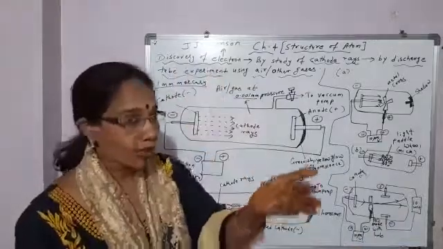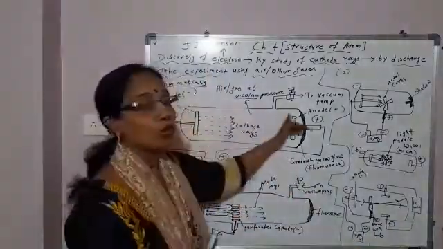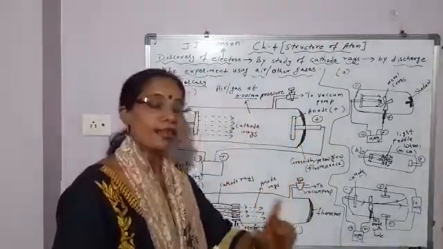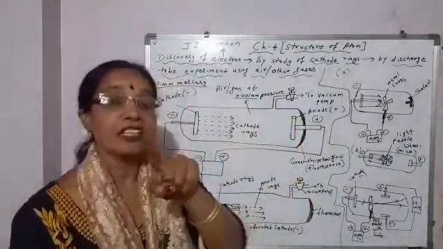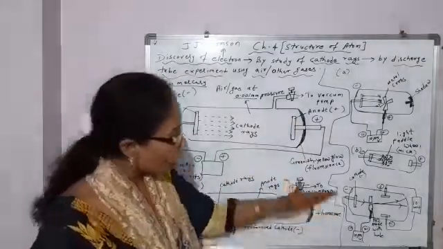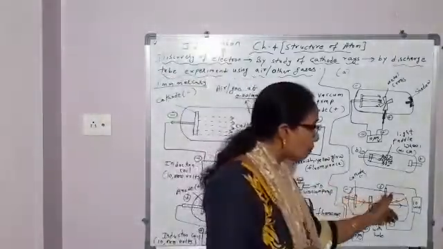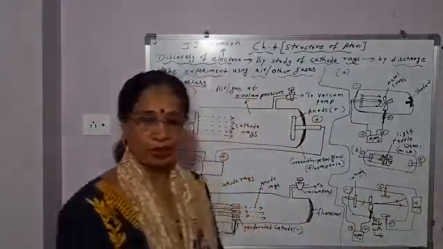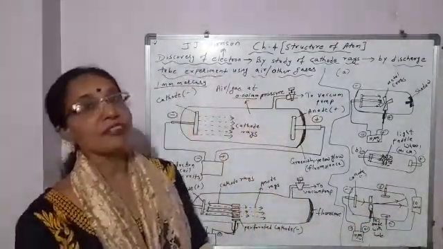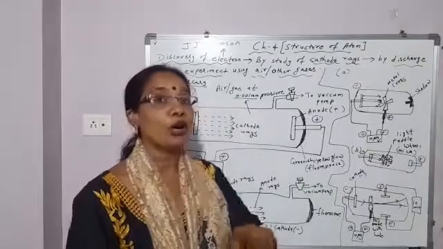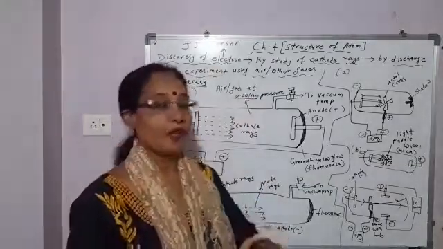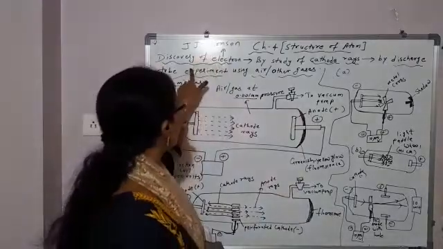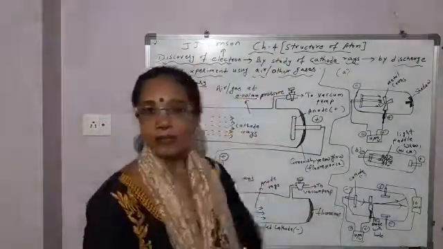And what are cathode rays? The rays which travel from the cathode. These are called the cathode rays. And these cathode rays are made up of negatively charged particles. Why? Because these rays deflected towards the positive plate of the electric field. So, cathode rays are made up of negatively charged particles called electrons. This way the electron was discovered by J.J. Thomson by doing this experiment. Clear?